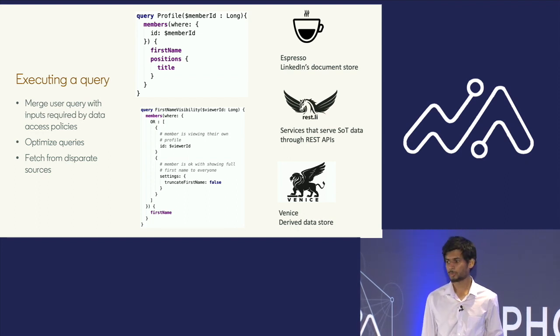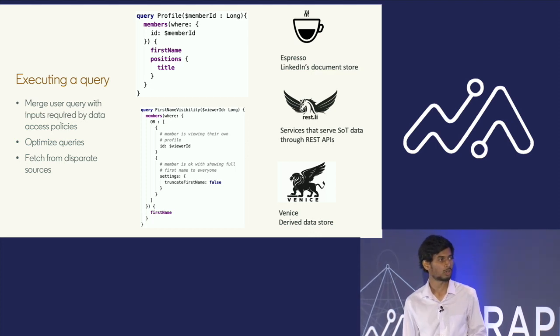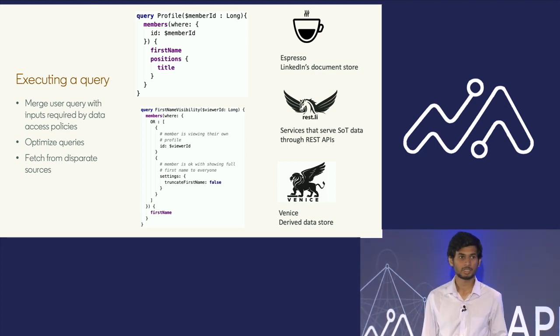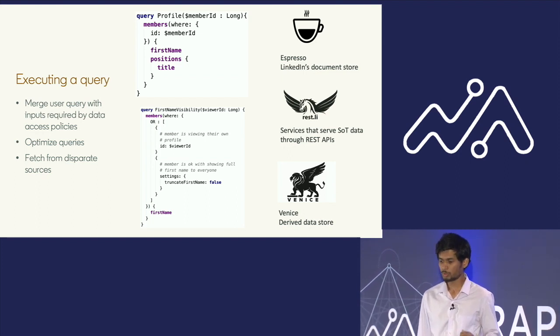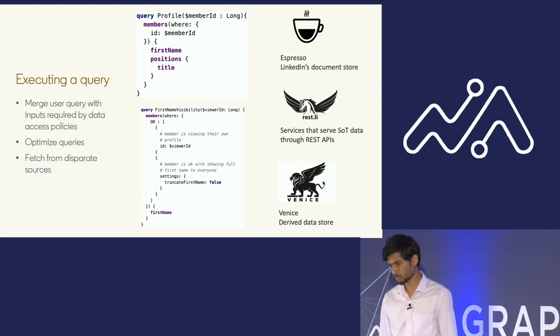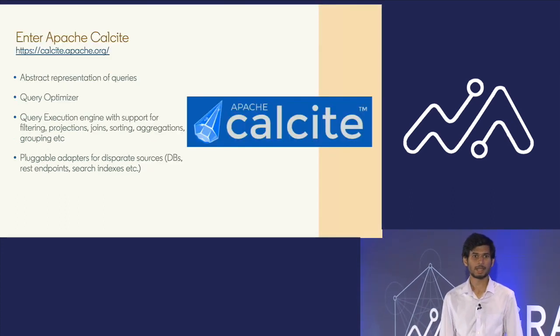Third, we have a lot of disparate sources. For example, we have our in-house document store called Espresso. We have a bunch of REST APIs that serve source of truth data. We have other systems like Venice, which store derived data, etc. So we want to be able to fetch from all of these disparate sources. So what do we use for executing? Here's where Apache Calcite comes in.